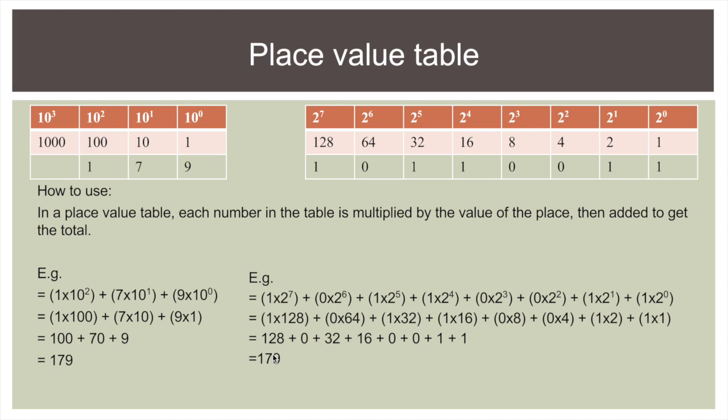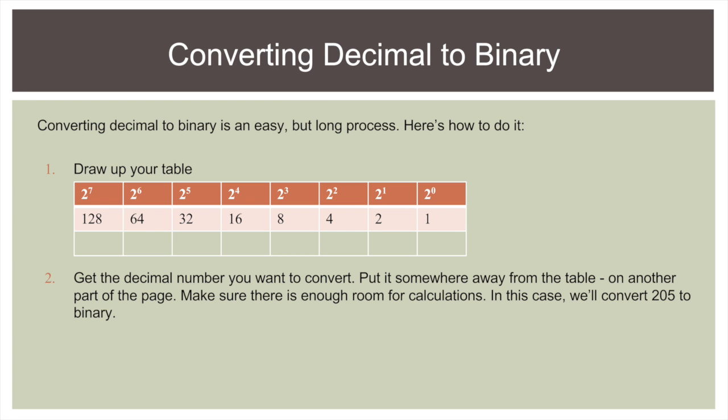Okay, so if we have a decimal number and we want to convert it to binary, it's really simple steps, but it's a long process. First, you need to draw up your table. Here's my table here. You get the decimal number you want to convert and put it away from your table on another part of the page, and make sure there's enough room for calculations. In this case, we'll convert 205 to binary.